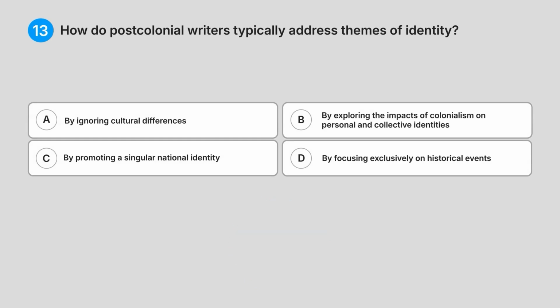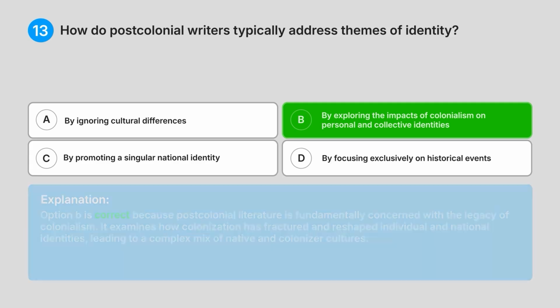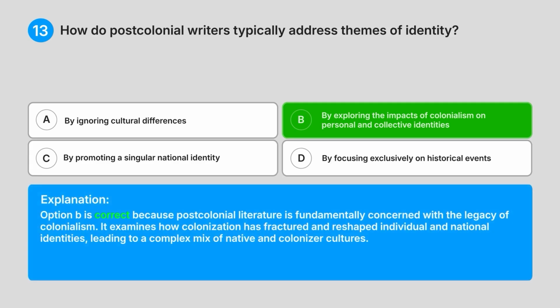Correct answer, B. By exploring the impacts of colonialism on personal and collective identities. Explanation. Option B is correct because post-colonial literature is fundamentally concerned with the legacy of colonialism. It examines how colonization has fractured and reshaped individual and national identities, leading to a complex mix of native and colonizer cultures.